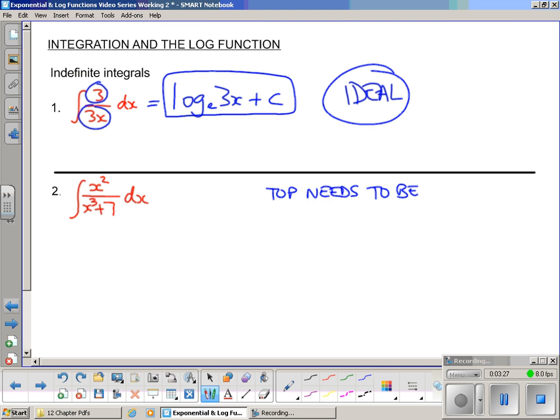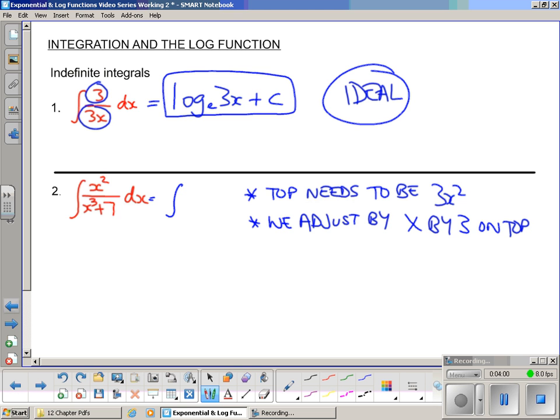Now the differentiation of the bottom is 3x squared. On the top here we only have an x squared, so we would love to have a 3 on the top as well. So we adjust by multiplying by 3 on top. If we adjust there, we're going to make it equal to the integral of 3x squared over x cubed plus 7 dx. Now that's great. We can't, mathematically speaking, just decide to multiply the top of something by 3 and hope to get away with it.